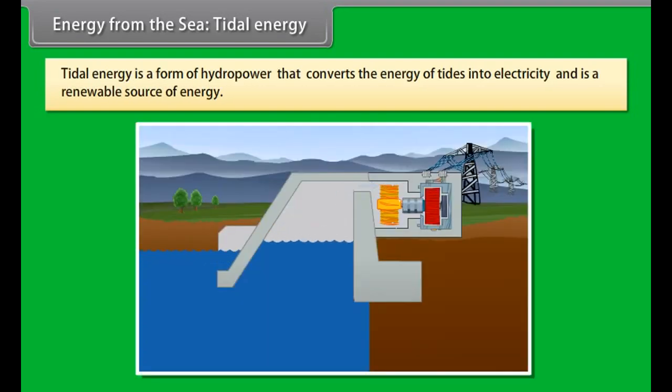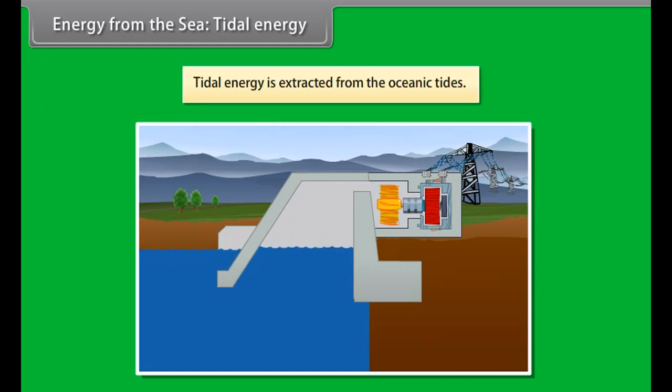Energy from the sea. Tidal energy. Tidal energy is a form of hydropower that converts the energy of tides into electricity. This is a renewable source of energy. Tidal energy is extracted from the oceanic tides. Tidal forces are periodic variations in gravitational attraction exerted by the moon. This force creates motions or currents in the oceans.